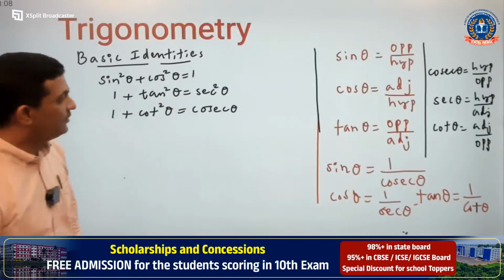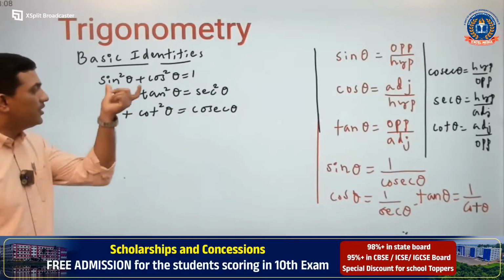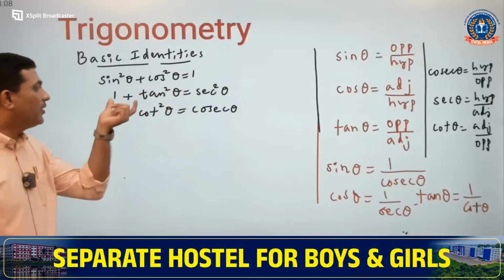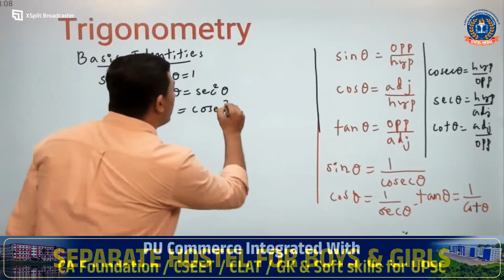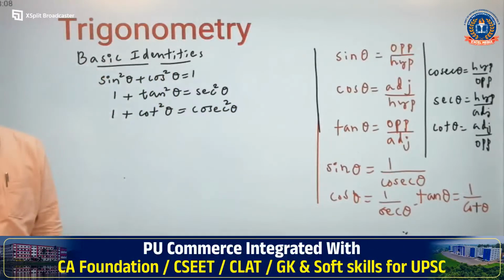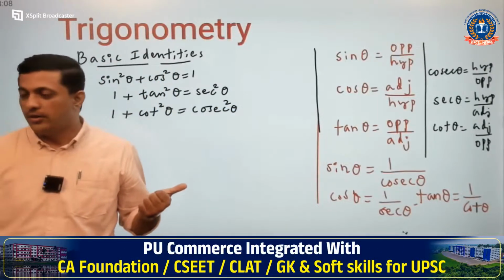That is a sensitive board. Look at this: sin square theta plus cos square theta equal to 1, and 1 plus tan square theta equal to secant square theta, 1 plus cot square theta equal to cosec square theta. So that's the formula what we have already studied.